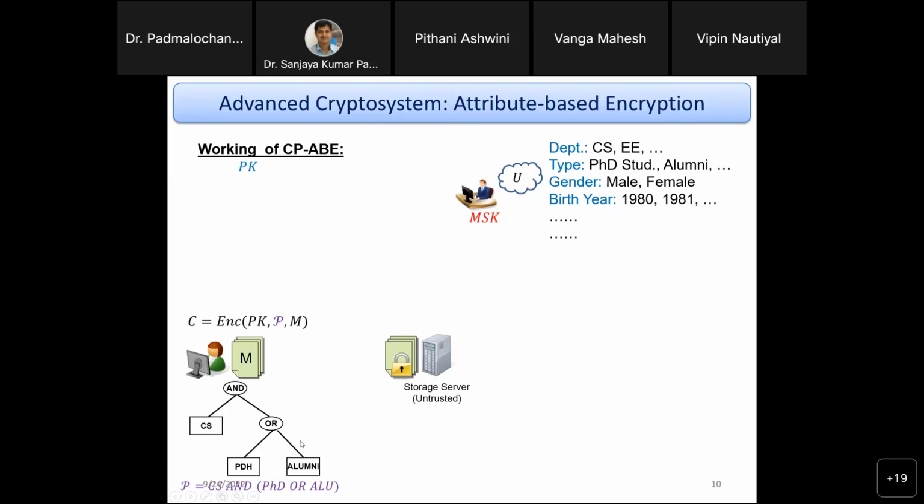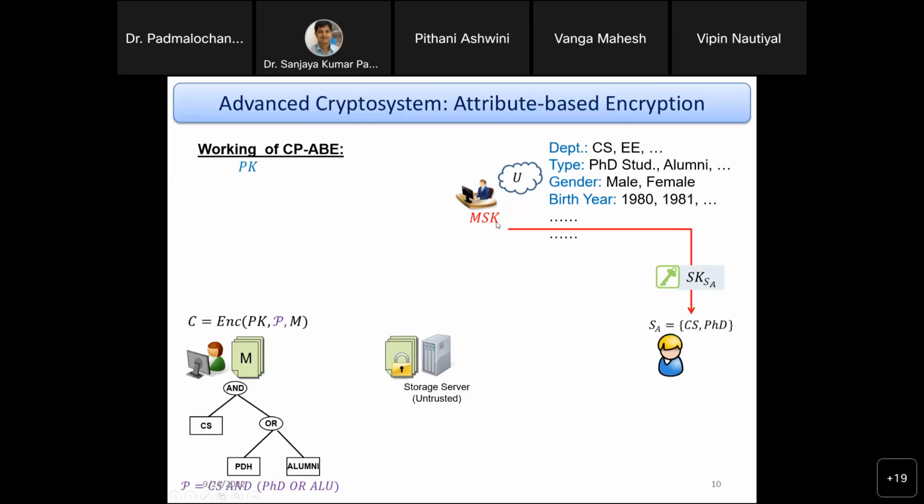Here the encryption key is dependent on this policy tree. That is done, and then the ciphertext is generated. Then the data ciphertext is stored in the storage server, which is untrusted. That means someone who doesn't have the secret key cannot actually access it. That property has to be enforced here, because this is untrusted.